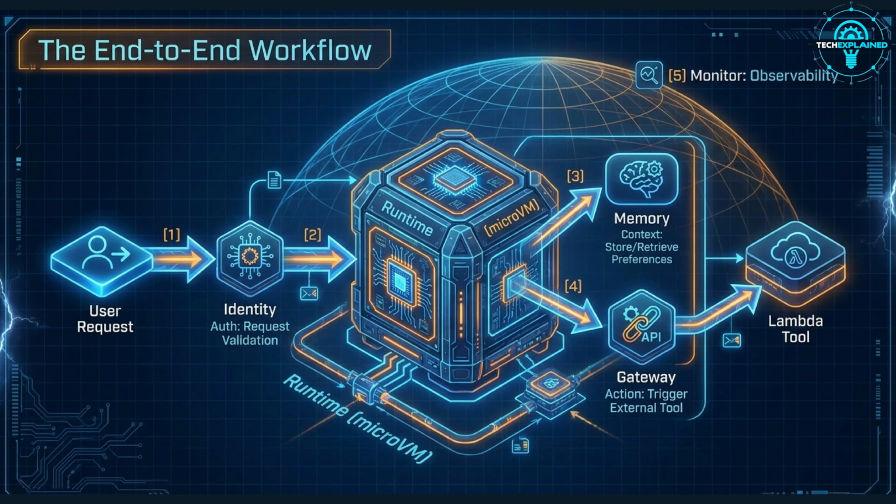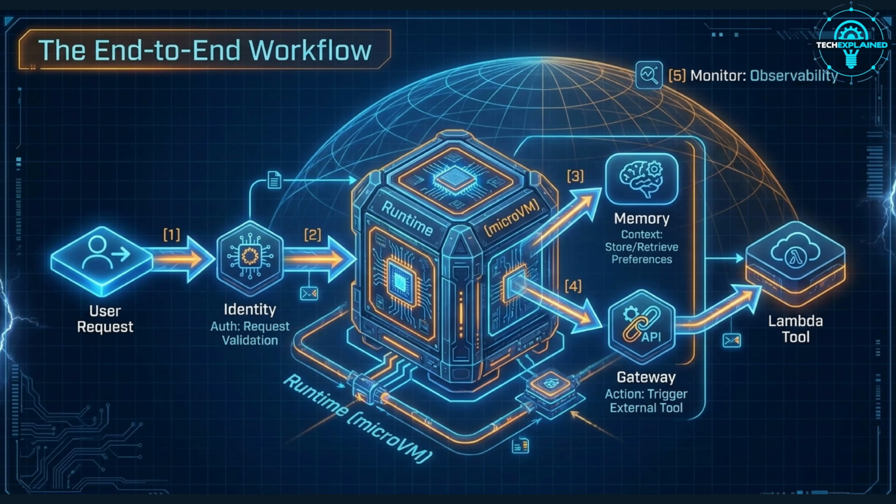Memory provides context, both short-term conversation history and long-term user preferences. Gateway translates tool calls into API requests and brings back the results. And observability is watching everything the whole time, logging every step. The user gets a response, the microVM shuts down cleanly, and all of this happened in milliseconds.